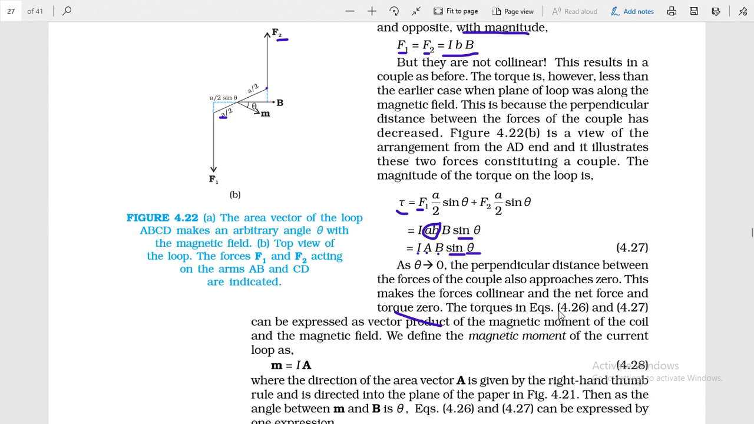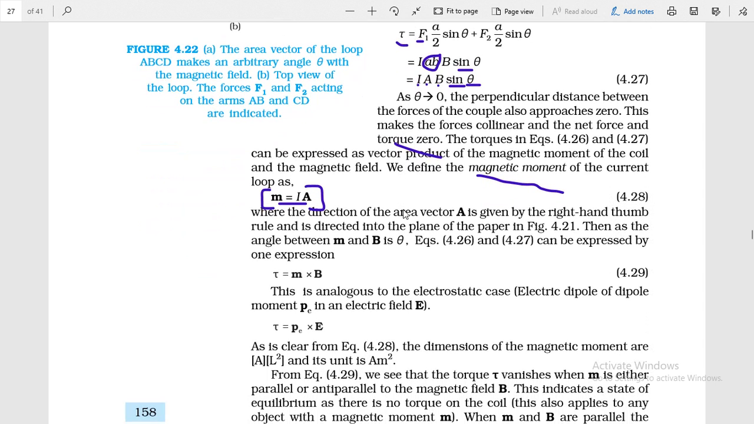The torque in equations 4.26 and 4.27 can be expressed as a vector product of the magnetic moment of the coil and the magnetic field. We define the magnetic moment of the current loop as m equal to I into A. You can find the magnetic moment by this formula, m is equal to I into A. This quantity I into A together is considered as a vector quantity, and the magnetic field is also a vector, so we can represent this torque in vector form, and you can see the next equation in the form of a vector product.